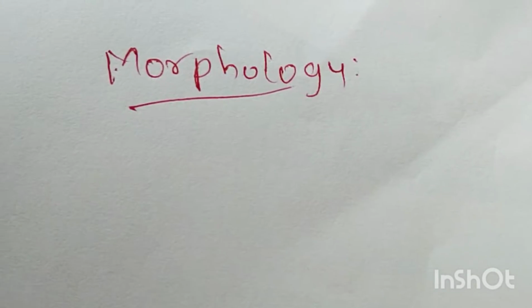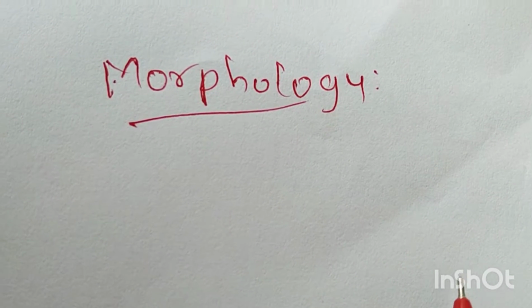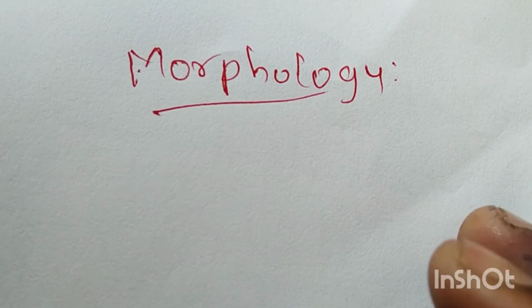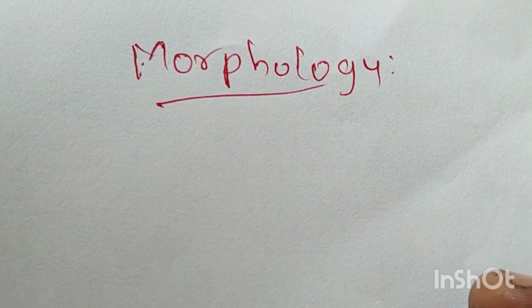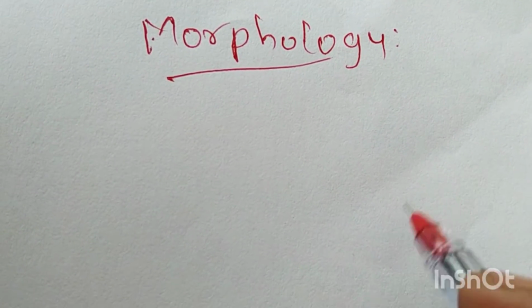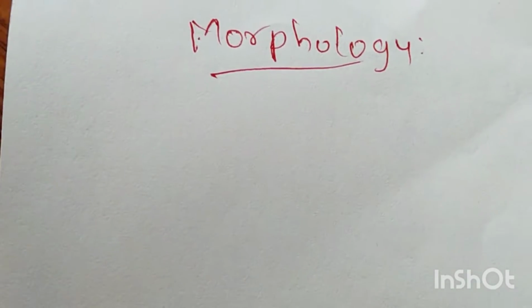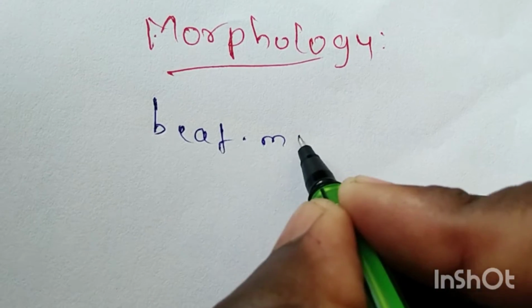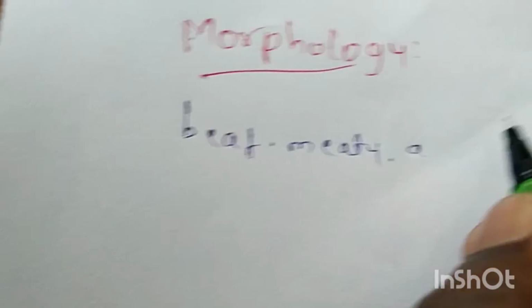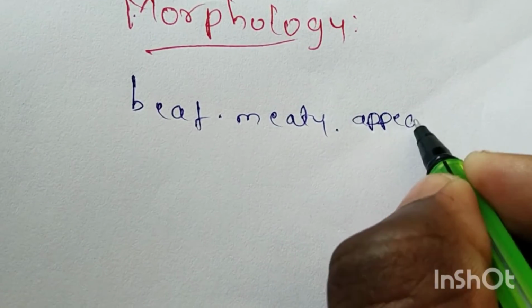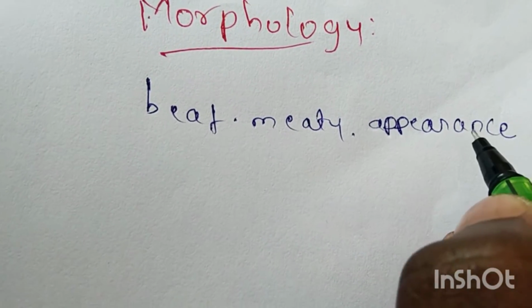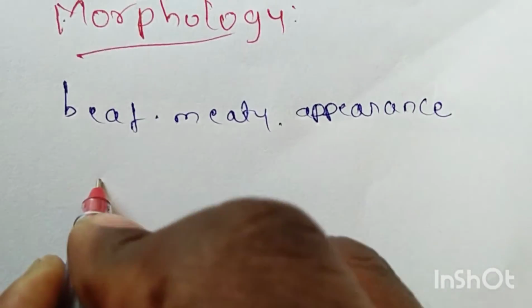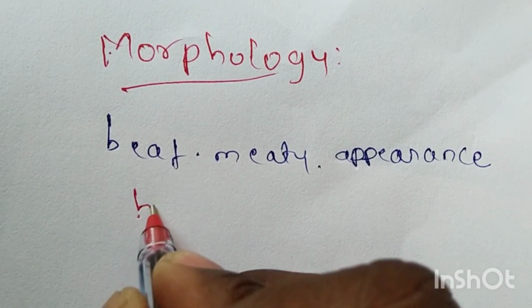In morphology, there is diffuse hyperplasia and hypertrophy of thyroid follicles. Diffuse means the whole gland is affected. It will undergo hyperplasia and hypertrophy. How does it look? It has a beefy, meaty appearance.